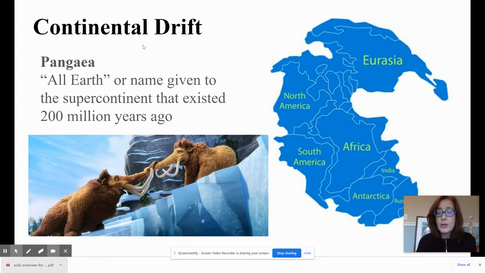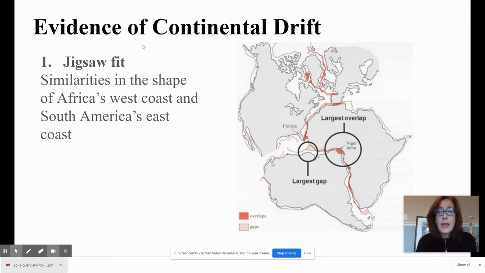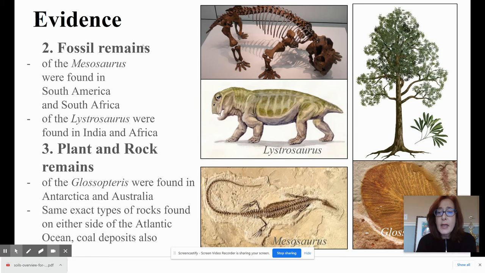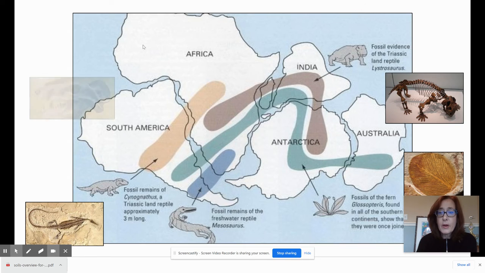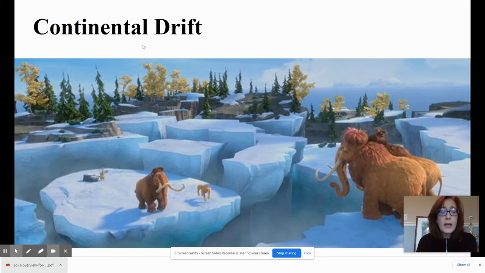That's what Pangaea looked like 200 million years ago. And the evidence for this was the similarities in the shape of the coasts, and there were fossil remains found on both sides of the continents, and the plant and rock remains. So that's a quick overview of Pangaea. So, continental drift.